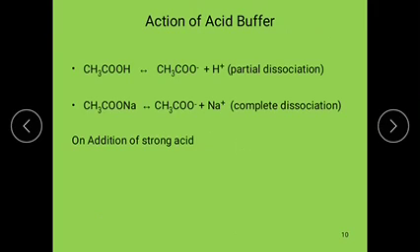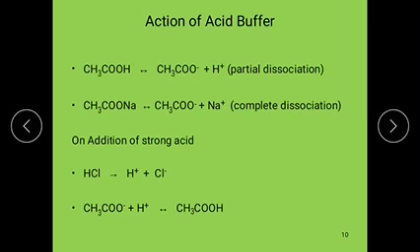On addition of a strong acid to this acidic buffer solution, the strong acid here is HCl, and on ionization it produces H plus and Cl minus ions. Those H plus ions react with the acetate ions, which come from the sodium acetate and acetic acid, and form acetic acid.